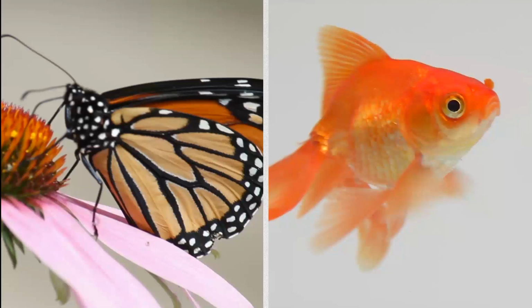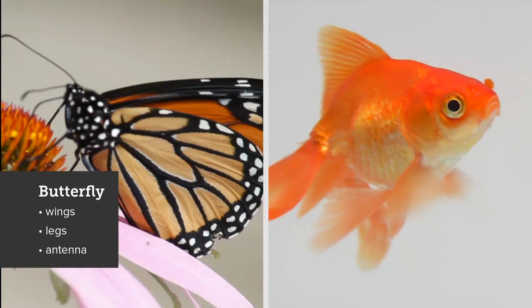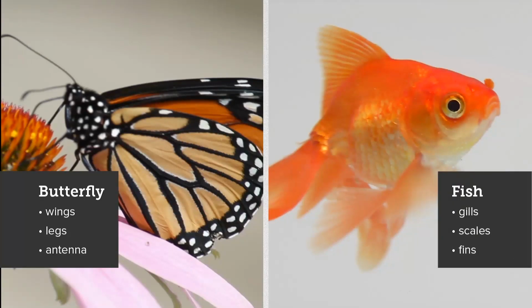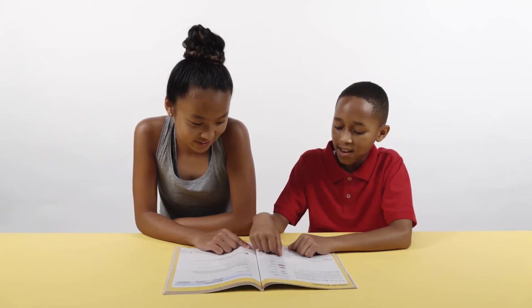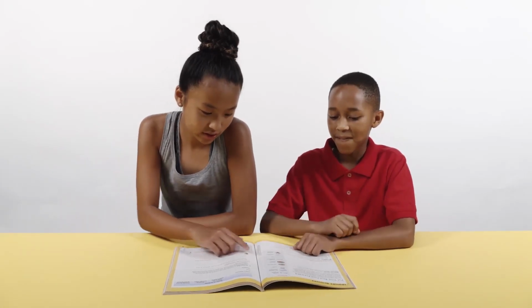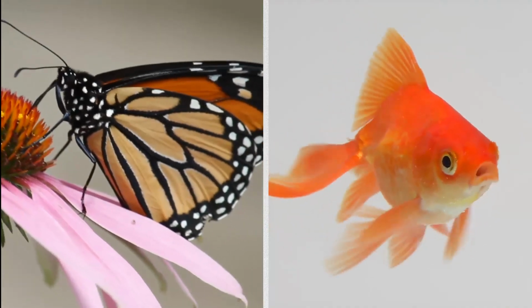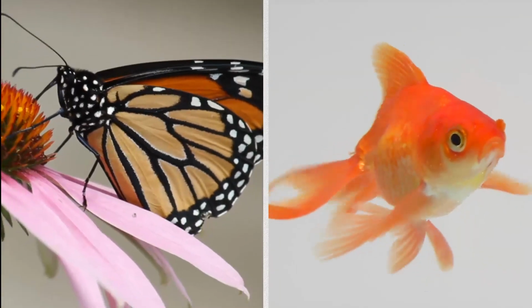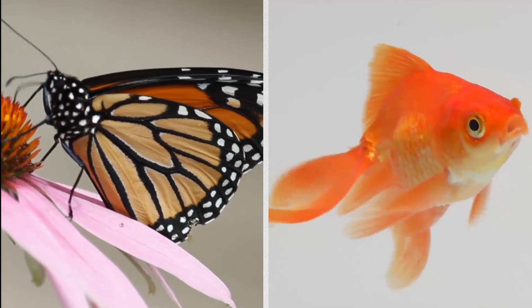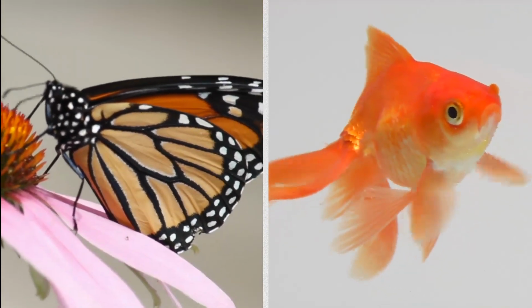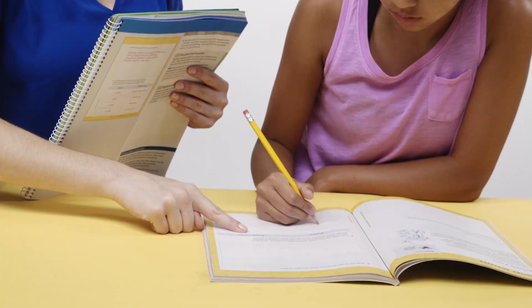Students should have observed that a butterfly has wings, legs, and antennae, and a fish has gills, scales, and fins. When students have finished, bring them together to discuss their findings. If some students were unable to view the expected observations, show the Inquiry Rewind student video again before starting the discussion. Then, use the questions in the Teacher's Edition to guide your discussion.